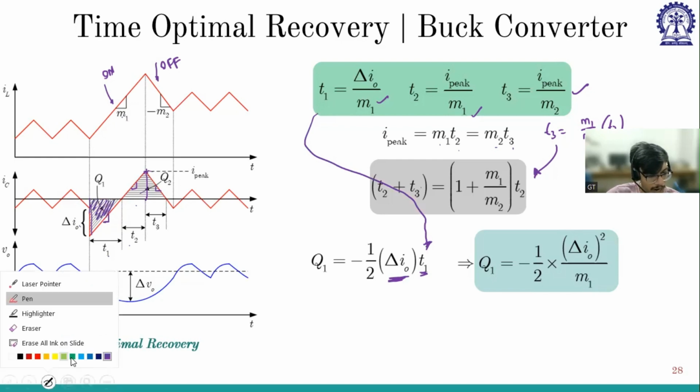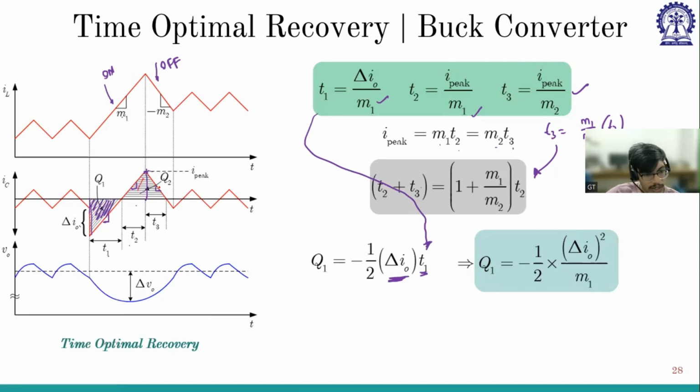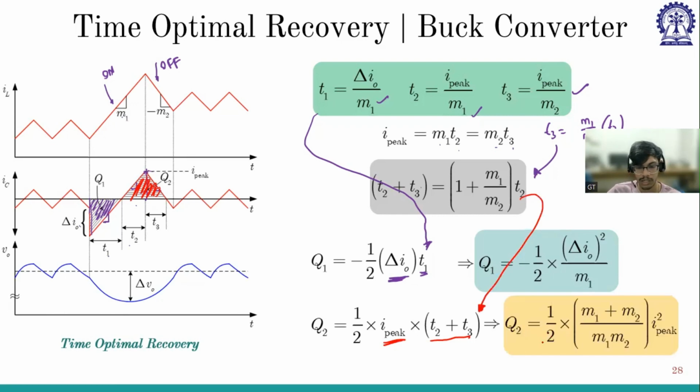Now, if I want Q2, then Q2 is this region. What is the base? The base is T2 plus T3, so half into base T2 plus T3 into height T3. Whatever T2 plus T3 you got, substitute it over here, and you will get these expressions. I know the capacitor current average should be 0. So whatever negative area is there, positive area should also be there. So Q1 plus Q2 should be equal to 0.